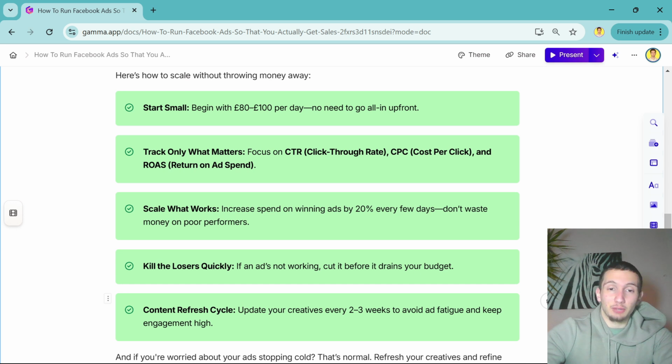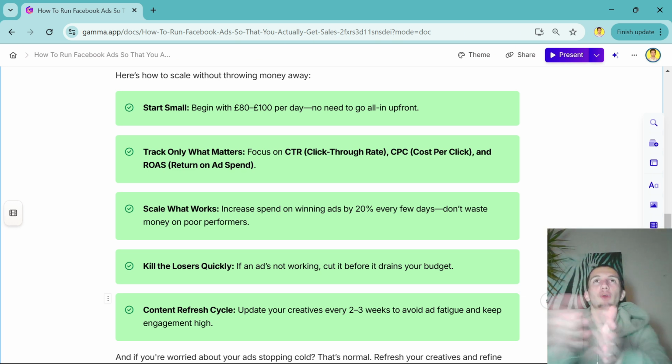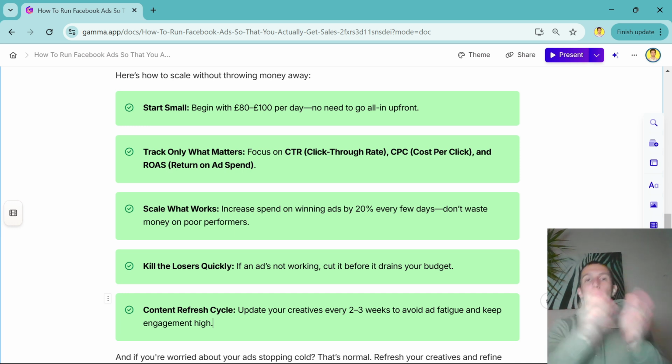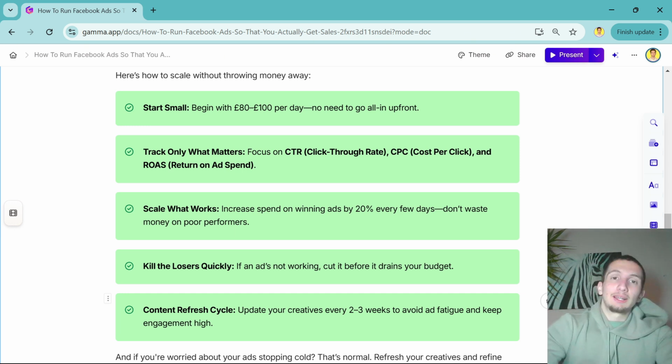Content refresh cycle. So update your creators every 2 to 3 weeks to avoid ad fatigue and keep engagement high. Especially important if you're running retargeting campaigns. I cannot emphasize how important it is to consistently update your creators and your ads and just your whole entire ad. It has to be every single step along the funnel, you can call it, or the problem aware and the solution aware. The market awareness and the sophistication levels, every step of it has to be tailored towards that specific stage and level. Everything. And that's the power behind retargeting ads.